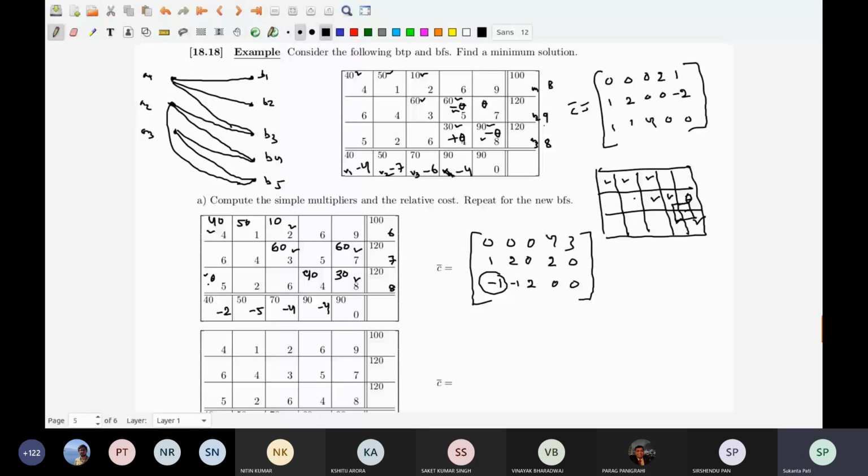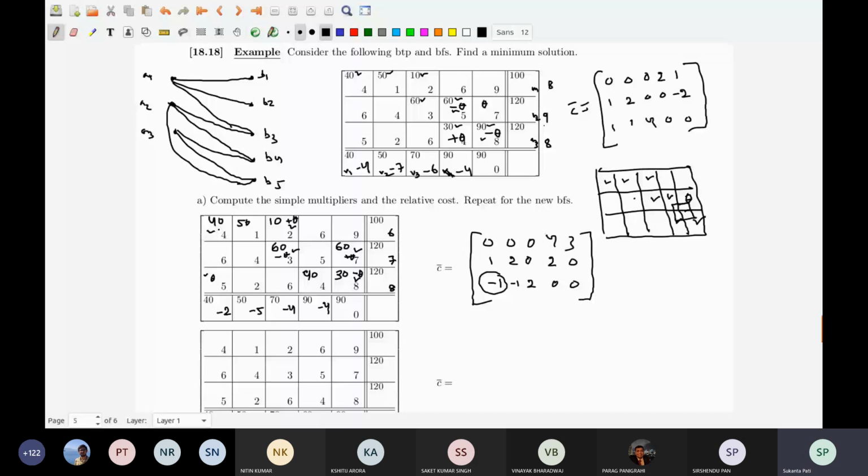So if this is theta, and I increase theta, you will have a minus theta, a plus theta, a minus theta, a plus theta, a minus theta, and plus theta here. So what is the maximum value of theta that I can take? Wherever you are doing minus theta, you look. So theta is 30.